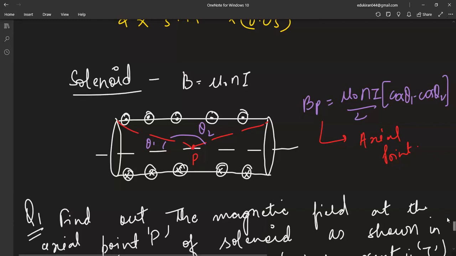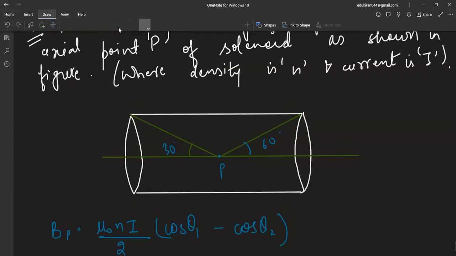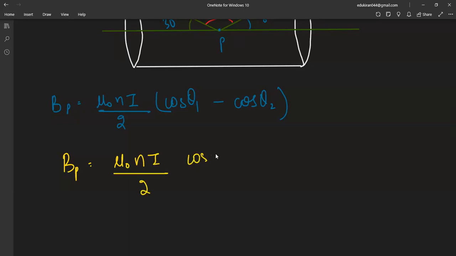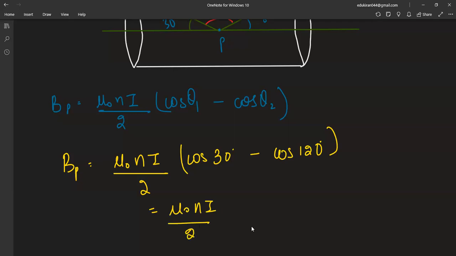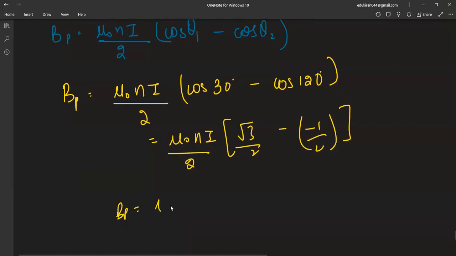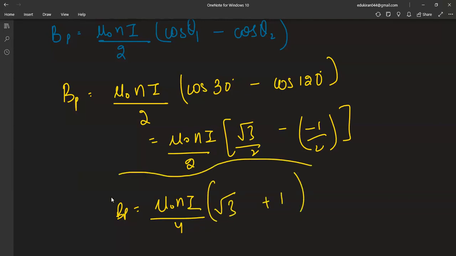The bigger one is this angle, no? If this is given 60 degree and 30 degree, that will be 90 degree, so this will become 120 degree. This is your theta 1 and this is your theta 2. Clear? Now here you will put all the values. Mu naught Ni by 2 into cos 30 degree minus cos 120 degree. This becomes mu naught Ni by 2 into root 3 by 2 and minus minus half, so this actually becomes plus. Mu naught Ni by 4, from here root 3 plus 1 will be left. This is the answer. Note it down.